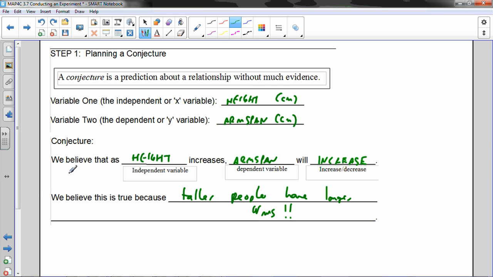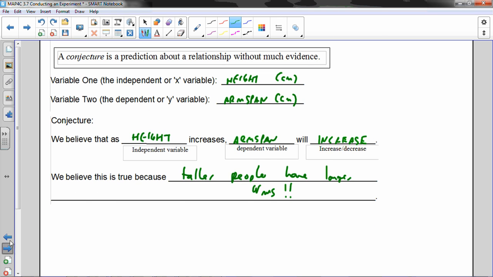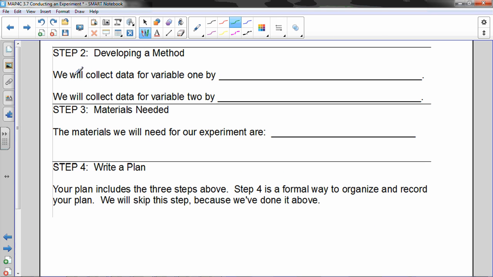Okay, so that's step 1, the conjecture. Step 2 is developing a method. We will collect data for variable 1 by measuring, and this could be anything, right? We could do an experiment. We could find data on the internet, but we just measured, and then we use the census at school data, right? Census at school. And this was the same thing. It was just a measurement.